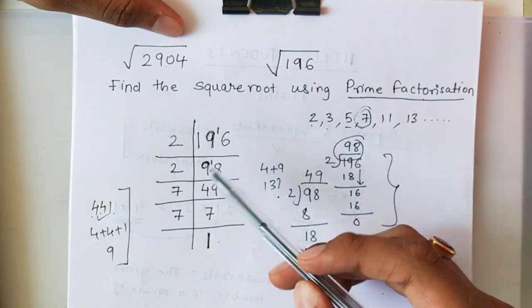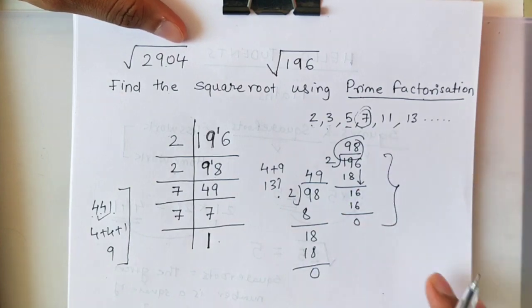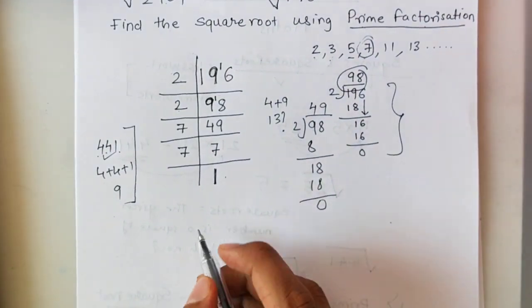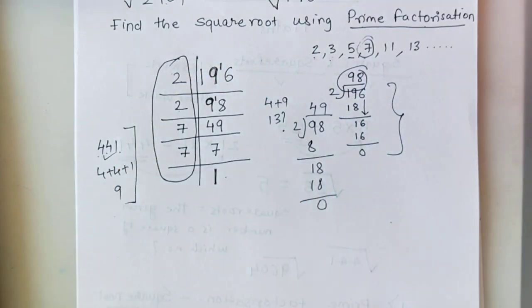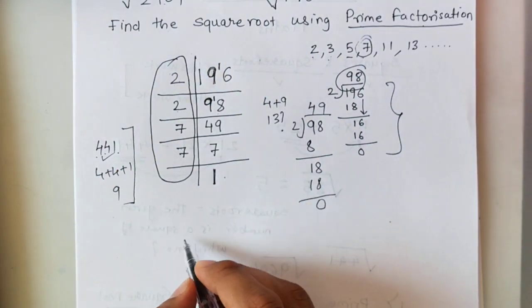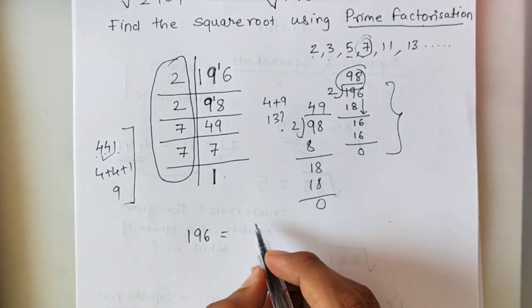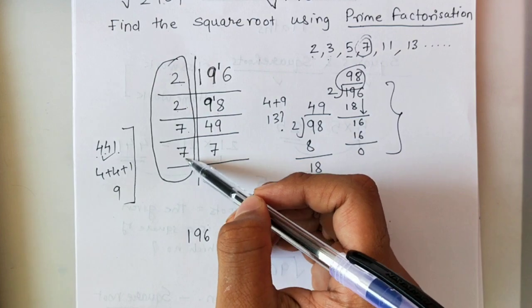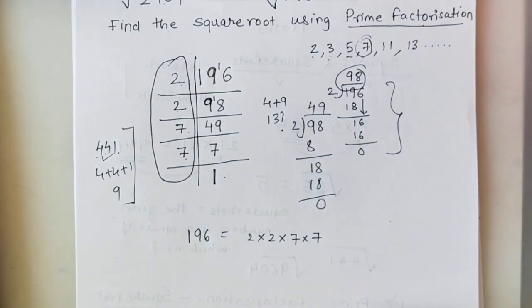Now how to use this prime factorization to find the square root? Firstly, the numbers which I get here are my prime factors. So I will write that 196 is nothing but 2 into 2 into 7 into 7, because when you multiply all four numbers, you will get 196.